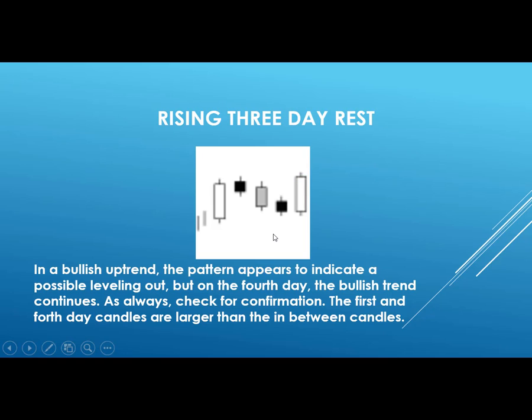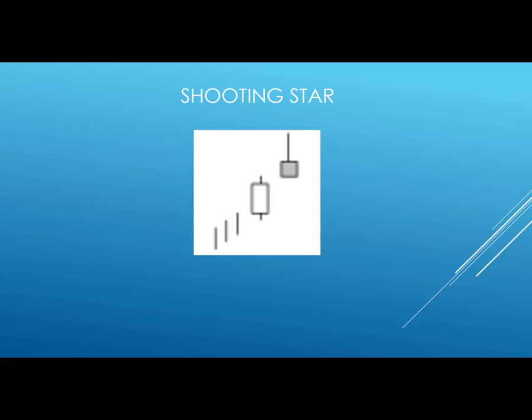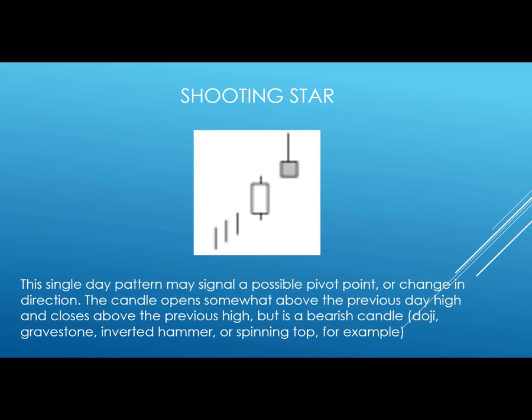The shooting star. This particular candle looks like it could be an inverse hammer. So we could call it an inverse hammer. For a shooting star, it looks like it's coming down. This will be a black candle as compared to a white candle. Or if the bullish candle is green, then this candle will probably be red.